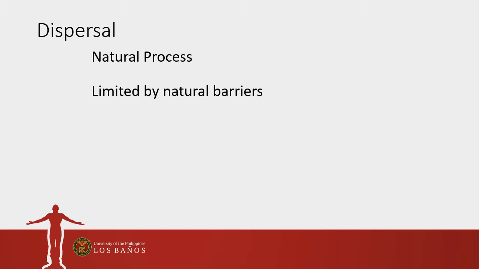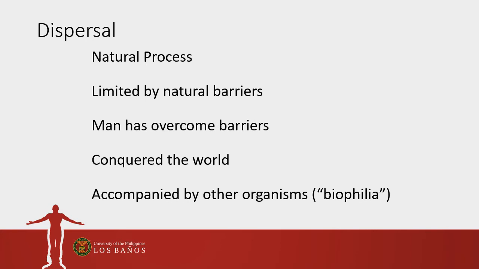So what is dispersal? Dispersal is the natural process and it's a natural ability of animals. Dispersal of animals are limited by their intrinsic characteristics, of course, and by natural barriers. This could be mountains, this could be bodies of water. Now, man has overcome these barriers and has conquered the world. So, man has a lot to do with the dispersal of this invasive animal species.